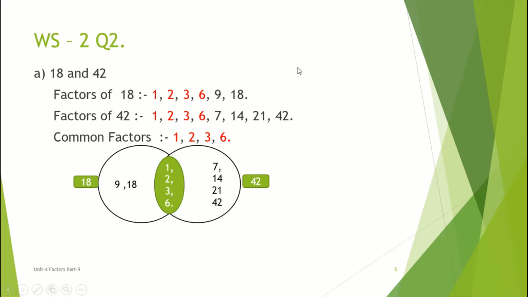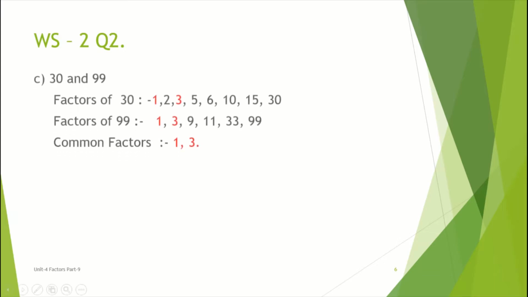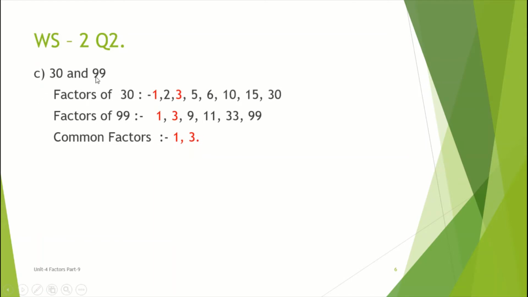Okay scholars, now we will see one more sum related to it, that is sum number C, and the numbers we have are 30 and 99. Here also we have to find first of all factors of 30, then factors of 99, and then common factors of 30 and 99. So here we go, we will find factors of 30. Here we have 1, 2, 3, 5, 6, 10, 15 and 30. These are the factors of 30.